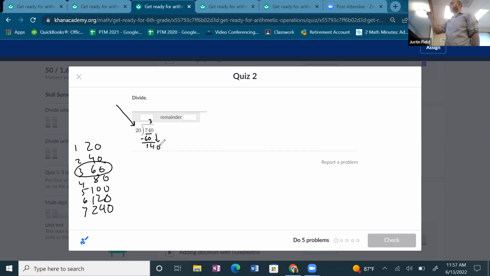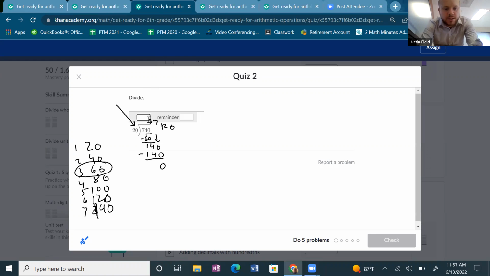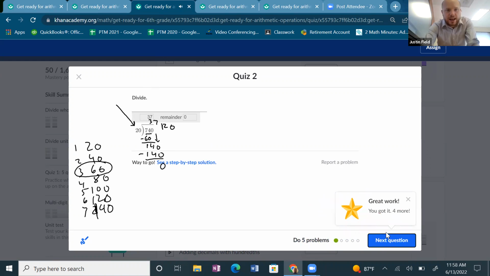Bring down the 0. How many times is 20 going into 140? That's 7 times. 7 times 20 is 140, and there's a remainder of 0. So 37 remainder 0. Okay, and I got it.